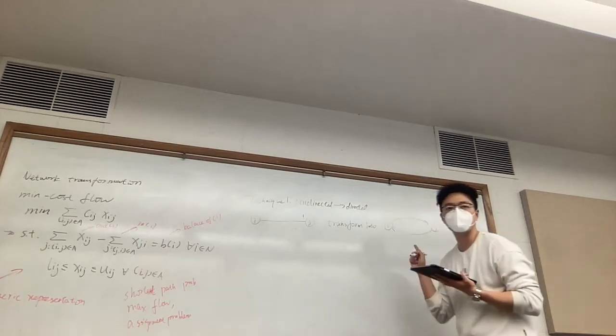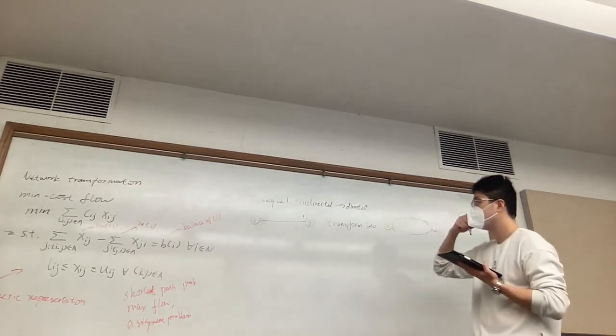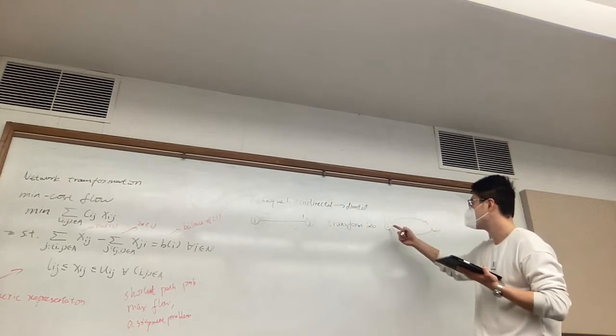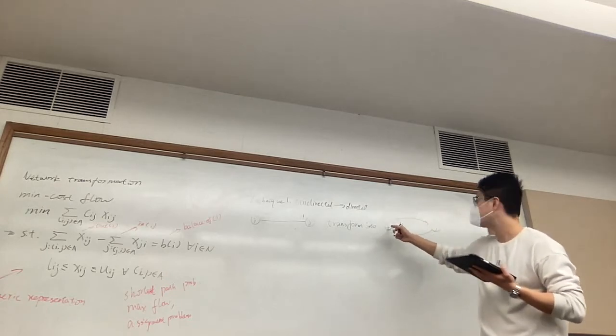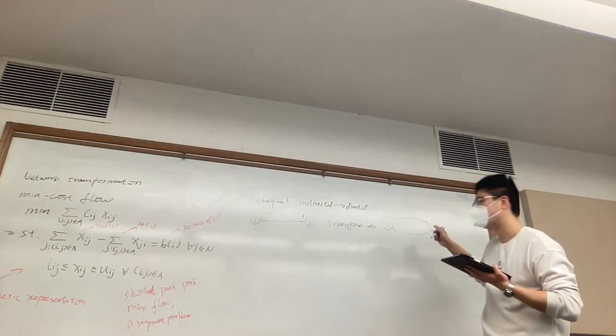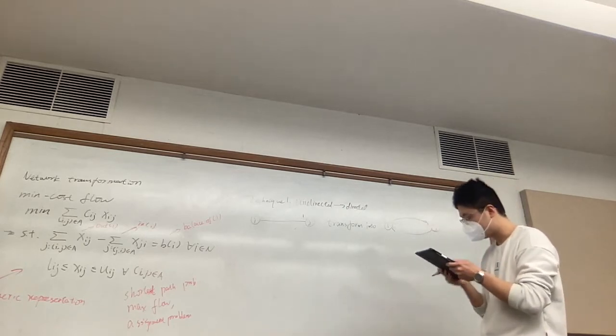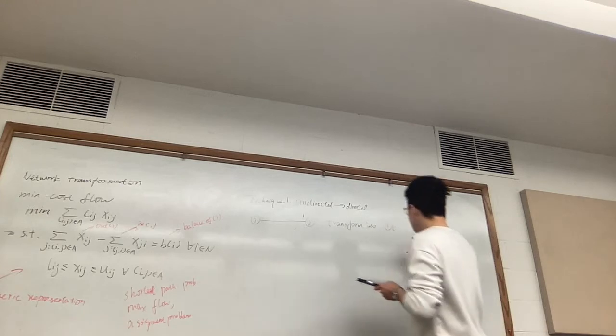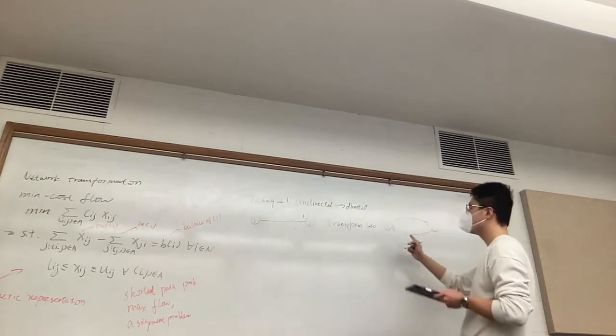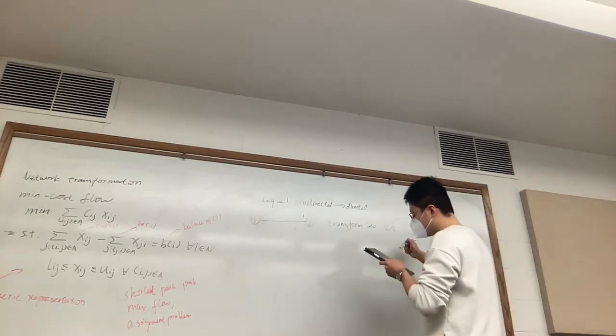This is very straightforward, right? To transform an undirected arc to a directed one, that's to say, you add a directed arc from I to J and also a directed arc from J to I. And what else? When you do this transformation, you need to note these things.